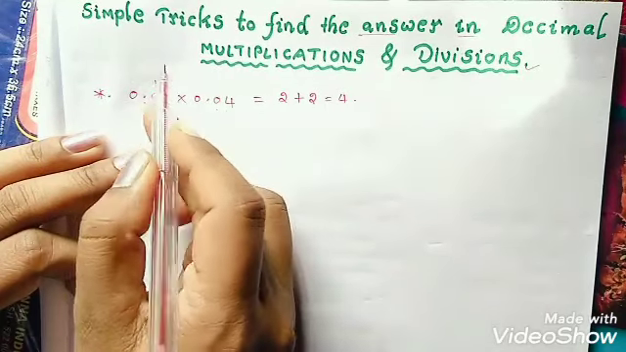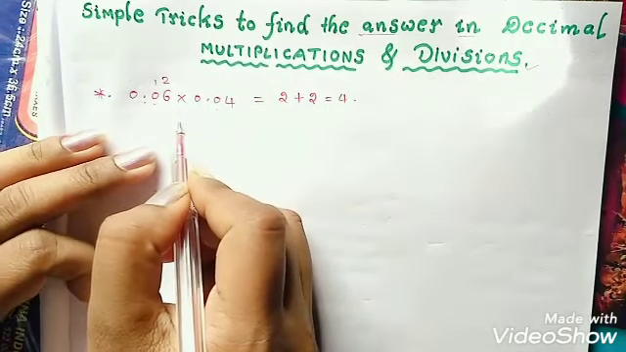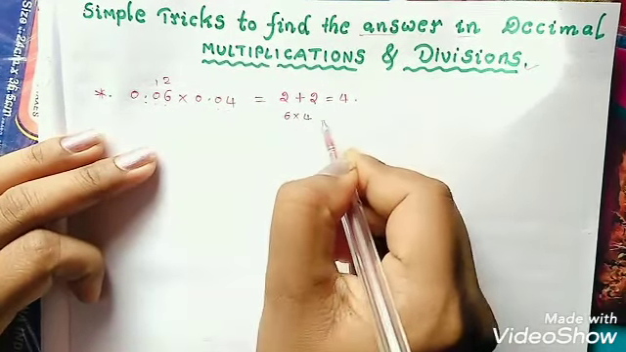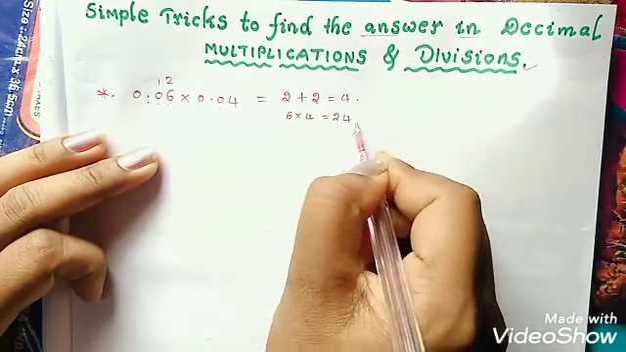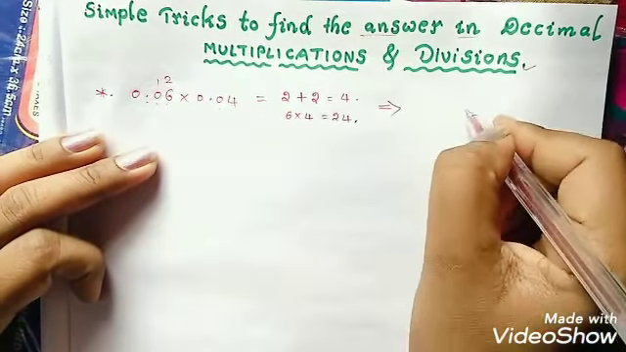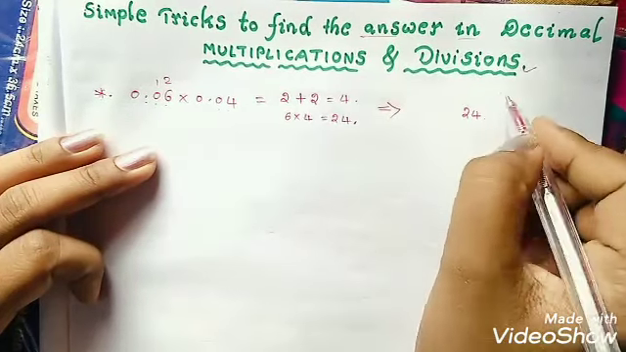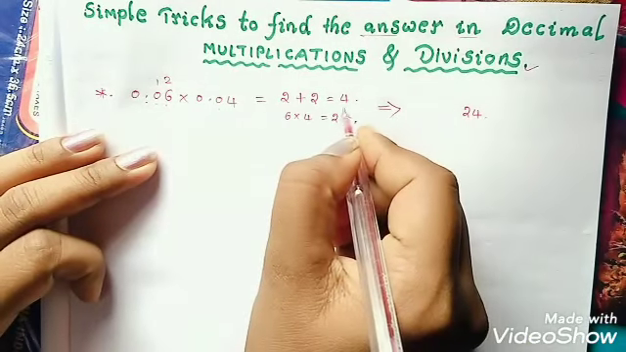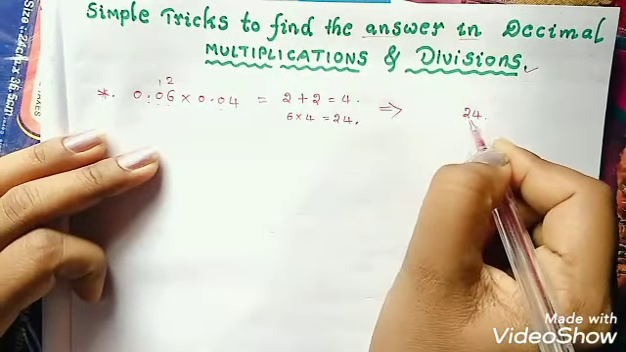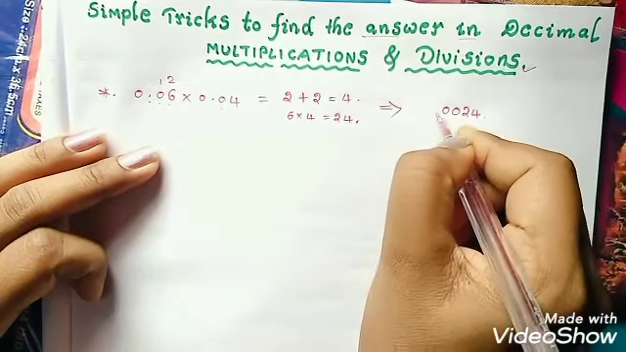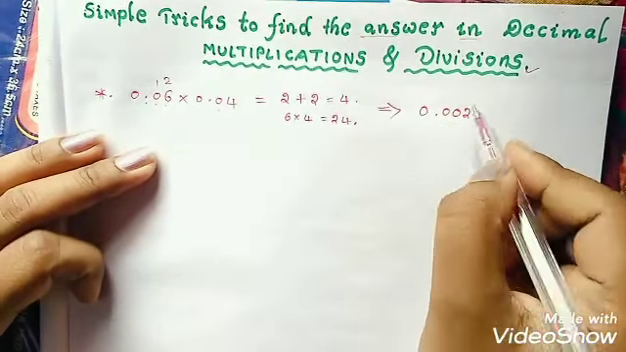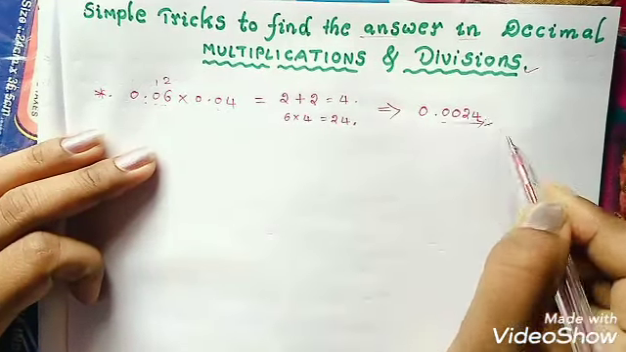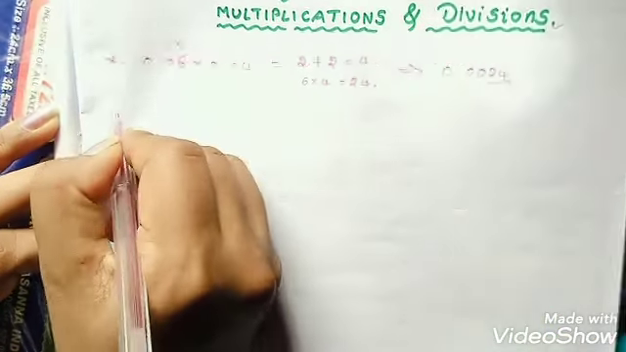You can ignore these zeros, then directly do 6 into 4. How much is it, students? That is 24. That means 24 is the answer. Then if you count from right to left, you need 4 decimal places. That means 2, 4, 0, 0 and the point here and 0. If you count here, the values must be 4 places. Did you understand? Then let us see the second example.